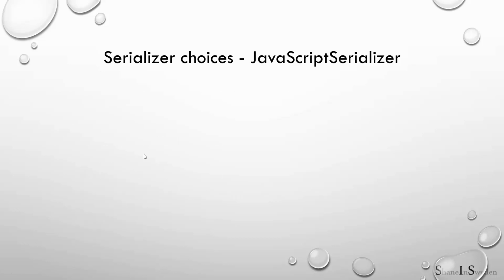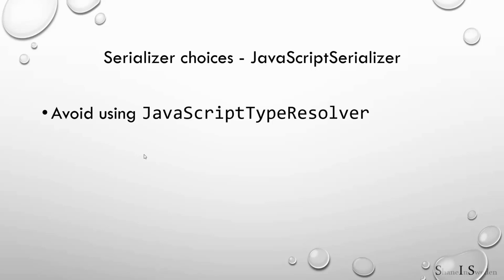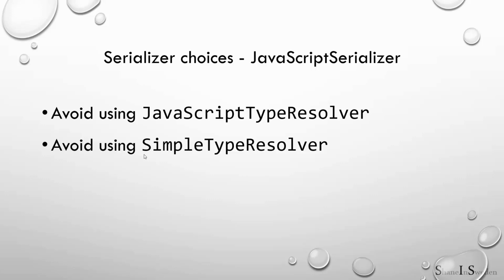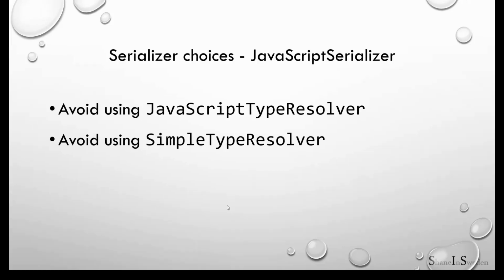JavaScript Serializer. Right. With JavaScript Serializer, the important factor here is that you want to make sure that the stream is not actually deciding the type. So the type information is not contained within the stream that you're deserializing. So you really want to avoid using the JavaScript type resolver, and in particular the simple type resolver, which allows all sorts of objects to be deserialized. And that's all we really need to think about when we're working with the JavaScript serializer.